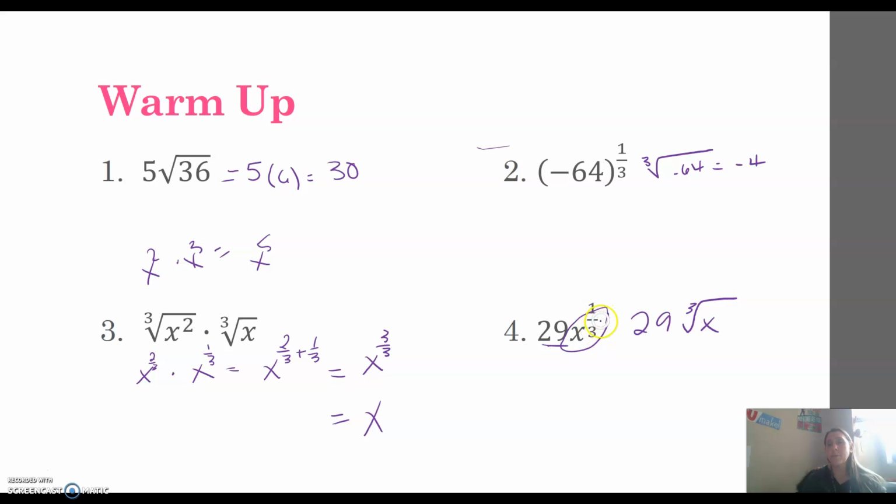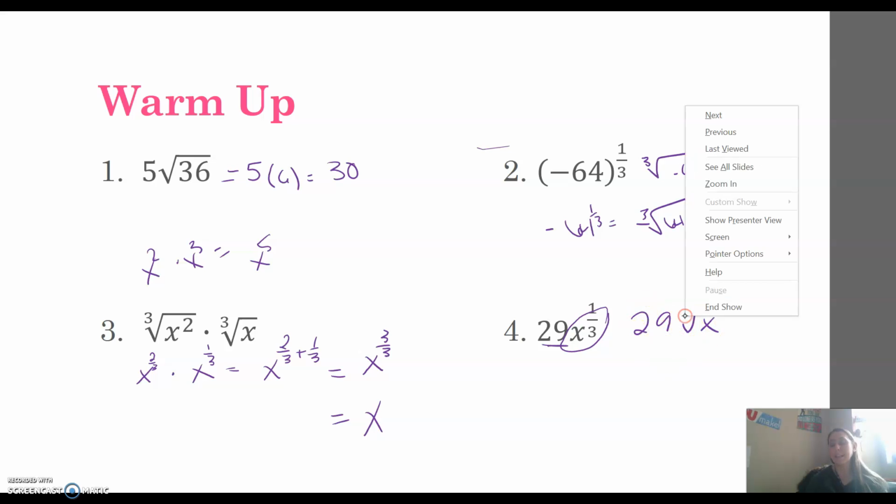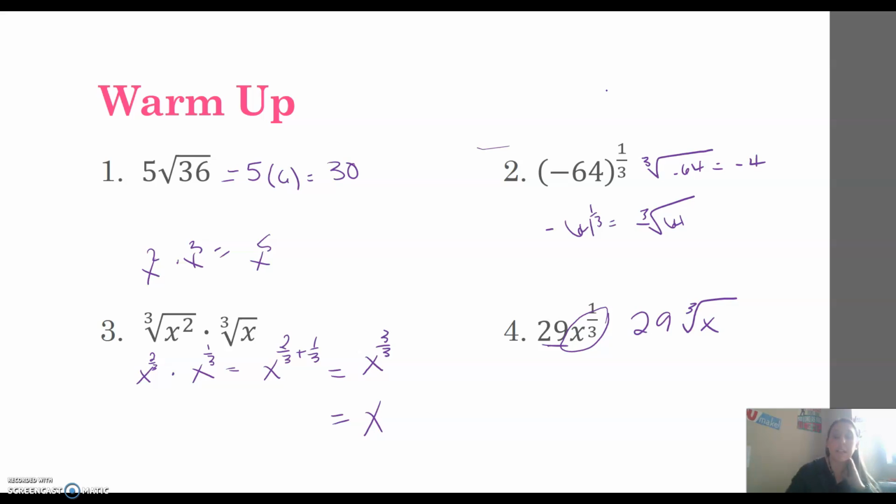And then this one, remember the power just belongs to the x, and the 29 is going to go on the outside, just like if this were negative 64 to the 1/3, then we would have negative, the 64 would go here, and the root would go here, right? So that's the same thing, but that's not what we did. So we get 29 times the cube root of x. All right, so if you have any questions, please ask. Come into class with those questions.